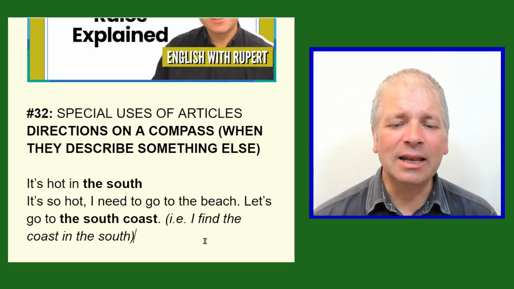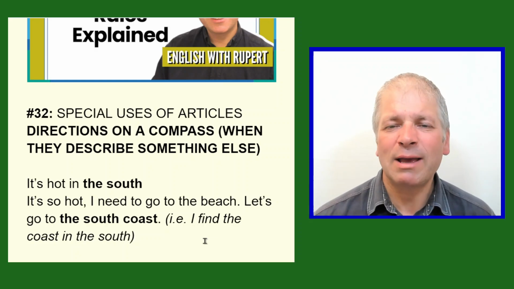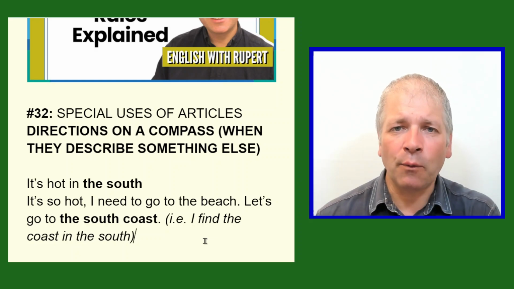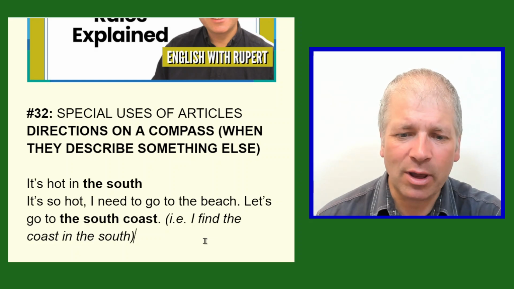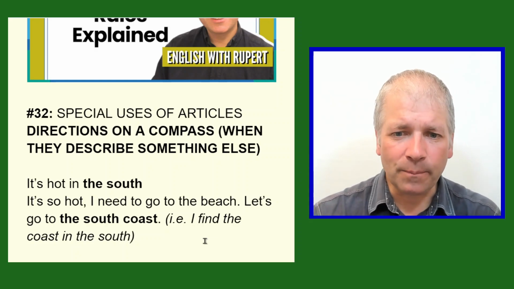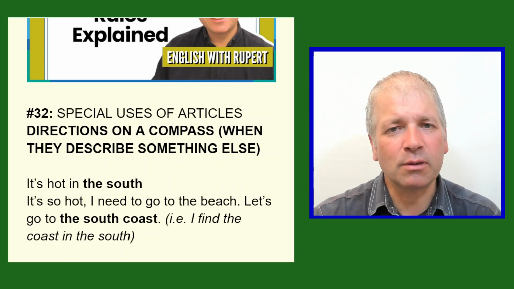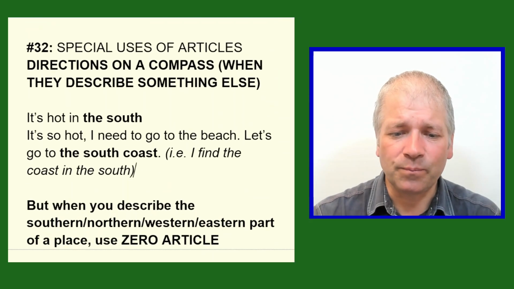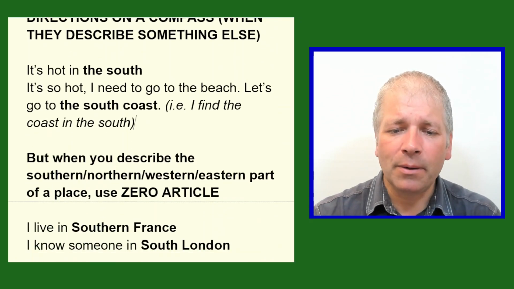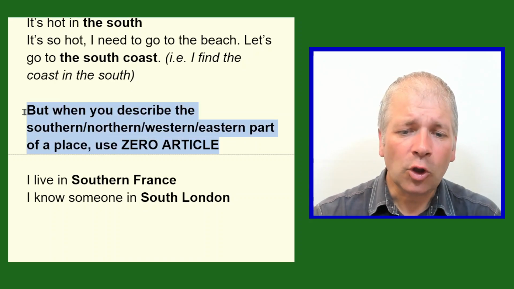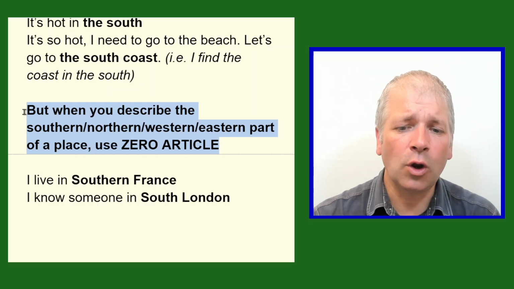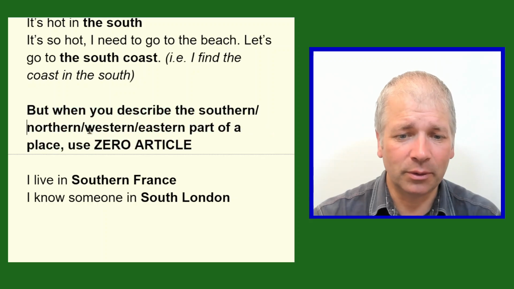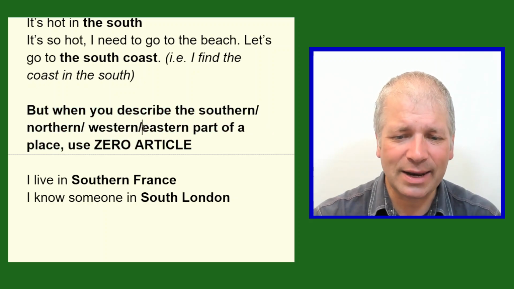And when that's the meaning of north, south, east, west before a noun, keep the when we're referring to a noun that we will find in that area. Then we use the. But there's another way that we use south or southern, north or northern, which needs zero article. When you describe the southern, northern, western, eastern part of a place, use zero article. Let's look at some examples of that now.